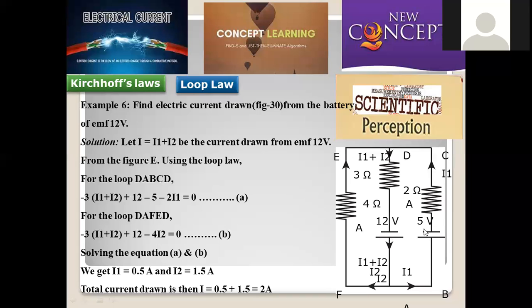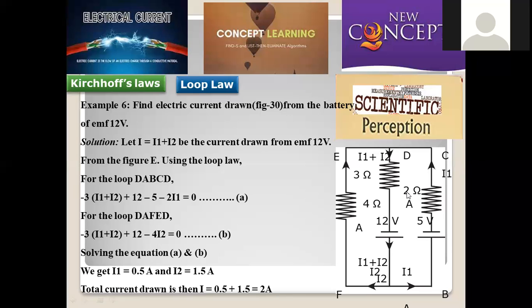The second battery voltage is 5 volts, right? But the direction of flow is different for this one and this one, so both batteries have opposite sign conventions. And resistor 1, resistor 2 were considered. Resistor 1 carries current I1 plus I2. Resistor 2 carries I1 itself, and its resistance is given as 2. So it will become 3 into (I1 plus I2).